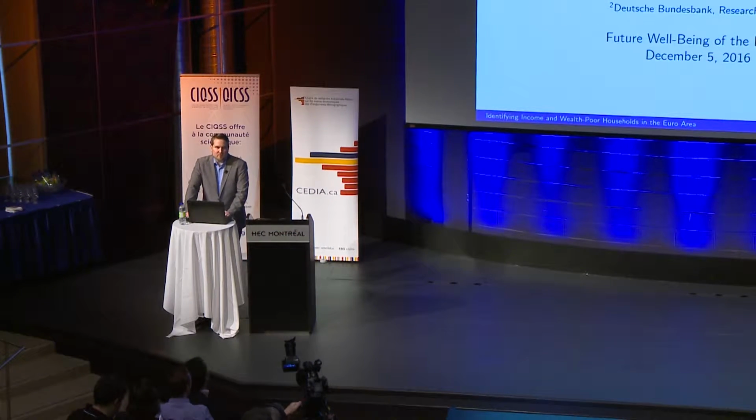I am Philipp Müller from the University of Göttingen in Germany, and today I would like to present you the paper "Identifying income and wealth per households in the euro area." I wrote this paper together with Tobias Schmidt from the research center of the Deutsche Bundesbank, and we published that as a working paper in the Bundesbank discussion paper series.